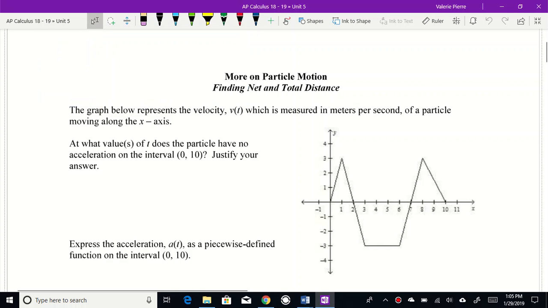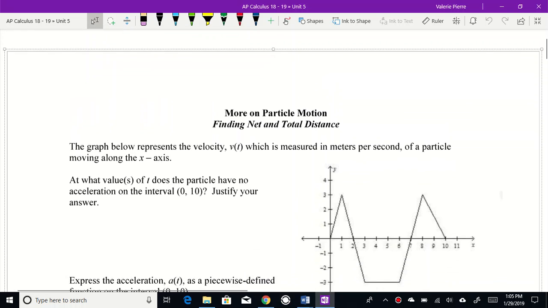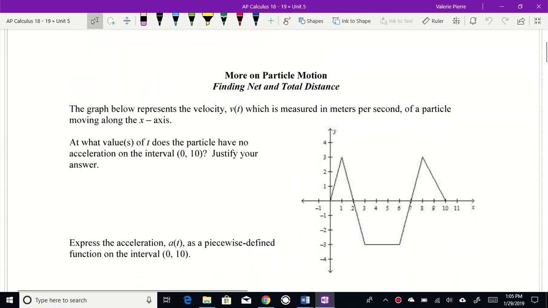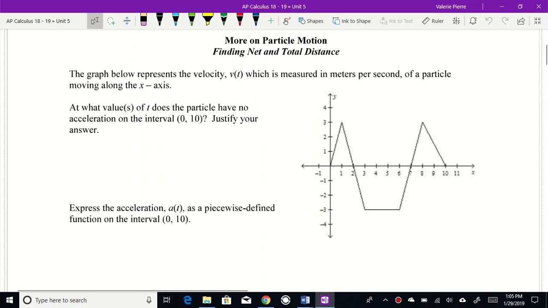Unit 5, pages 161 to 163, more on particle motion, finding net and total distance. The graph below represents the velocity, v of t, which is measured in meters per second, of a particle moving along the x-axis. At what values of t does the particle have no acceleration on the interval 0 to 10? Justify your answer.